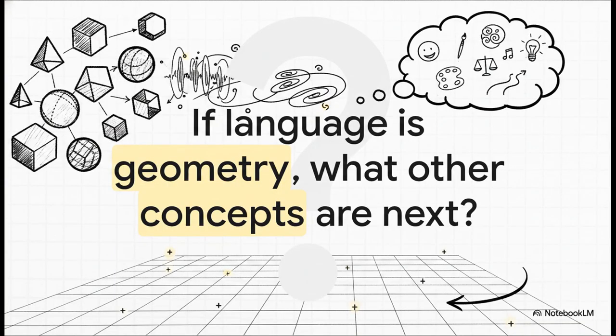This leaves us with a fascinating final thought. We've successfully managed to translate the abstract concept of language into the concrete world of geometry. So, what's next? Could we map emotions, artistic styles, or even complex ethical ideas in the same way? The journey to translate the human experience into math, well, it feels like it's only just begun.